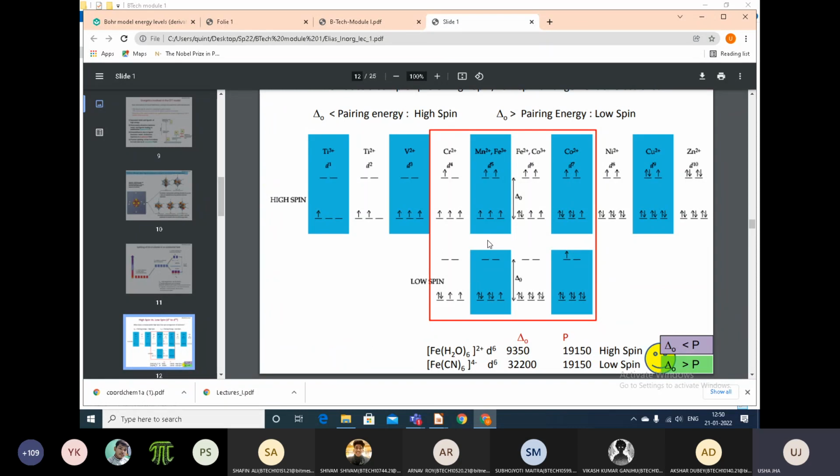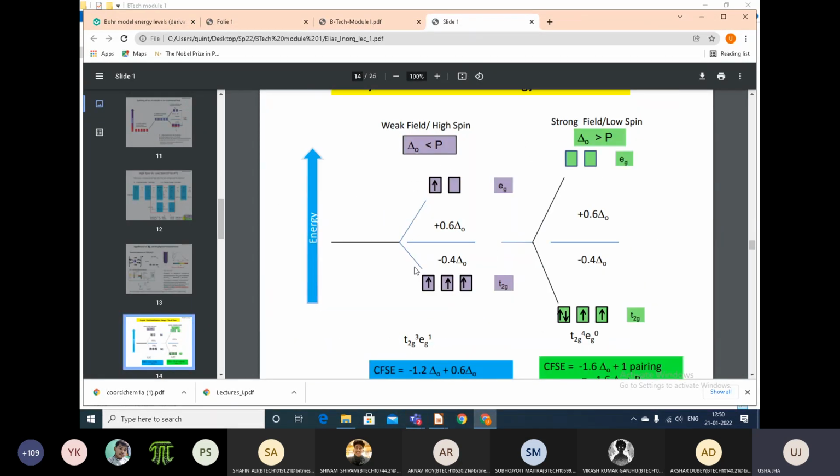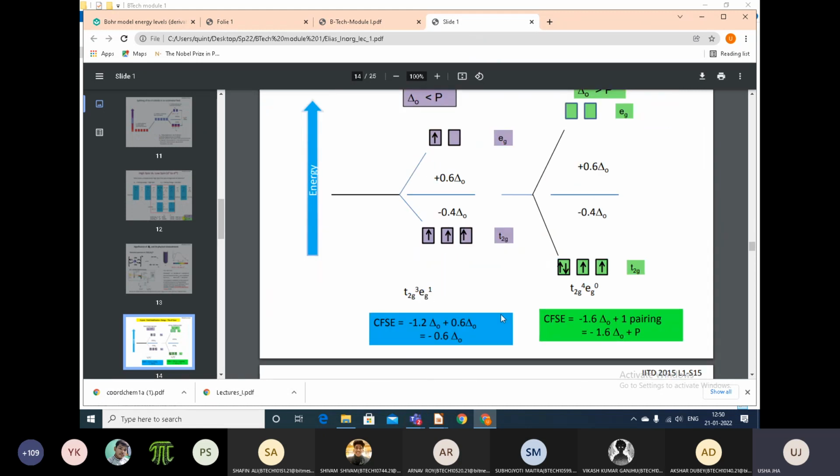We'll try to calculate the delta O value using the number of electrons present in the t2g orbital and the number of electrons present in the eg orbital. It is a simple method whereby we can calculate the crystal field stabilization energy. So in the next class, we'll look at the calculation related to the crystal field stabilization energy. We put it as: crystal field stabilization energy is the value here, suppose you call it X, the number of electrons present in t2g.